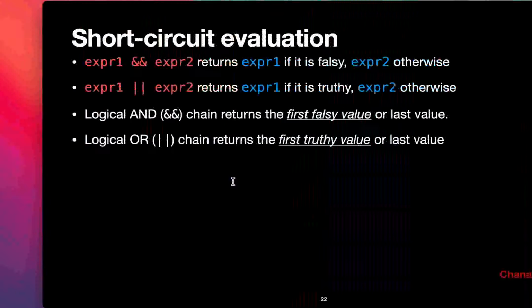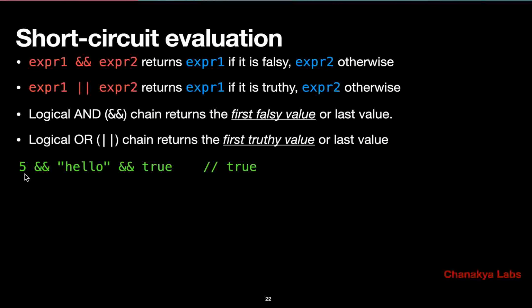You understand? That is what the example given here also shows, let's say it is 5 and hello and true. So what will happen? I am looking for the first falsy value. Is this falsy? No. Is this falsy? No. And then anyways I have reached the end, so the last value will be returned anyways, that's fine.